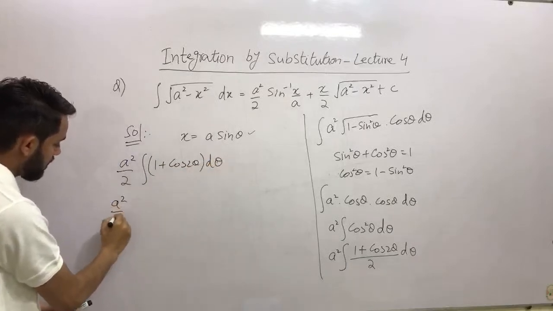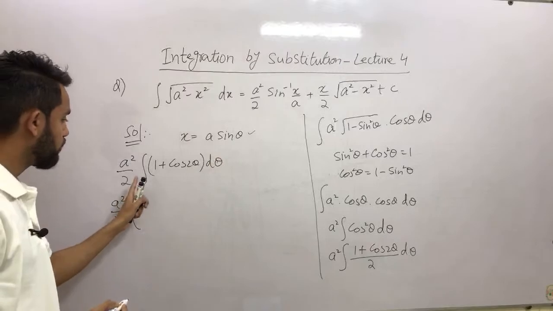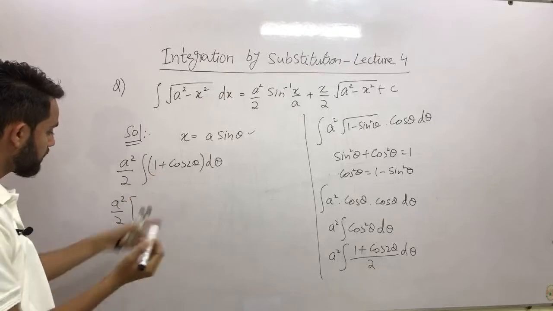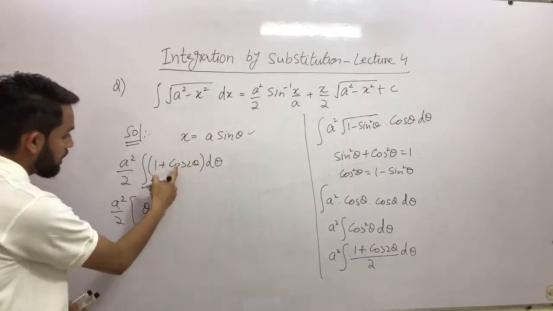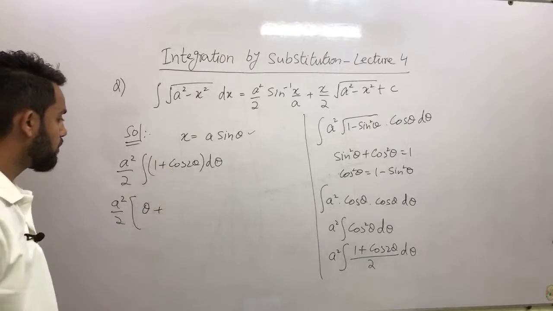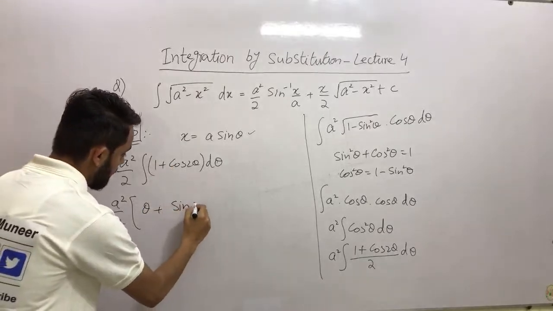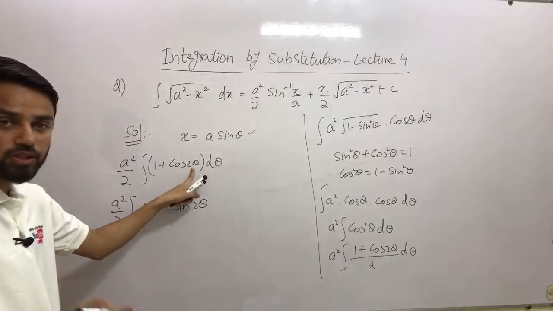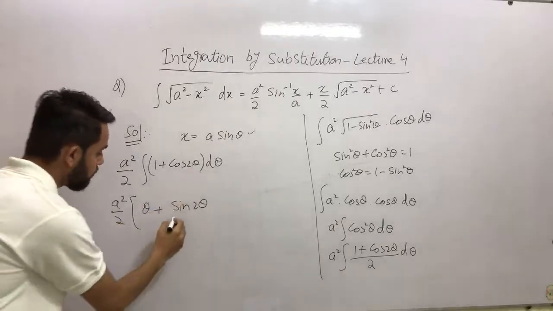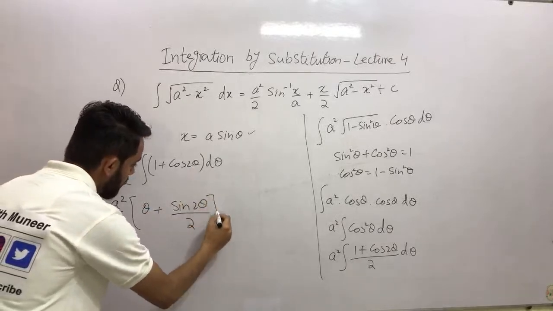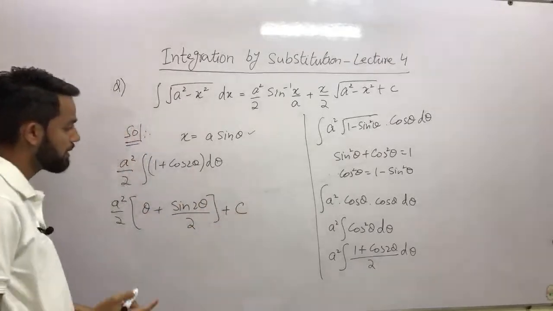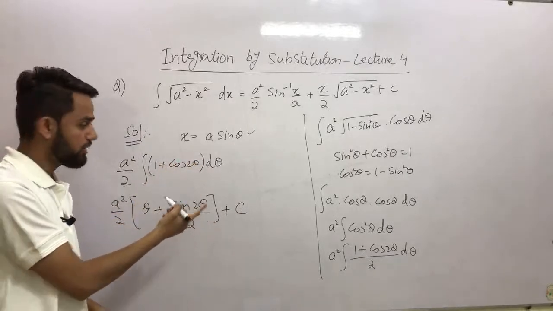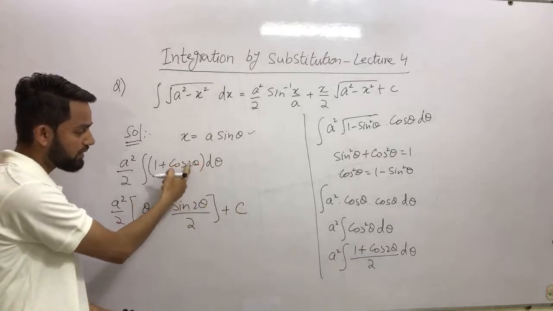Okay, so a square over 2, I am writing the bracket, so we have to take the integration separately for both these two terms. So the integration of 1 would be theta, plus the integration of cos 2 theta would be what? It would be sine 2 theta, and once you are taking the derivative of the angle, which is 2 theta, it would be 2. So we will divide it by 2, plus c. Remember, the integral of cos 2 theta is sine 2 theta, and you have to take the derivative of the angle as well, and it would be 2.